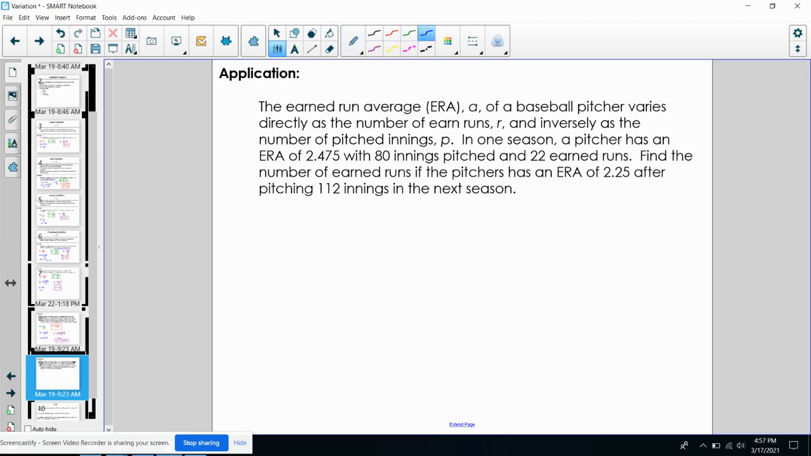So let's write that equation. So the earned run average, and we're going to call that A, it says that that varies. So remember, varies is equals K, directly as the number of earned runs R. So we're going to multiply the R to the K, and inversely as the number of pitched innings P. So we're going to divide by P. So here's our basic equation. Okay, now what we're going to do is plug in the information they tell us next. So in one season, a pitcher has an ERA of 2.475 equals K. 80 innings are pitched and 22 earned runs.